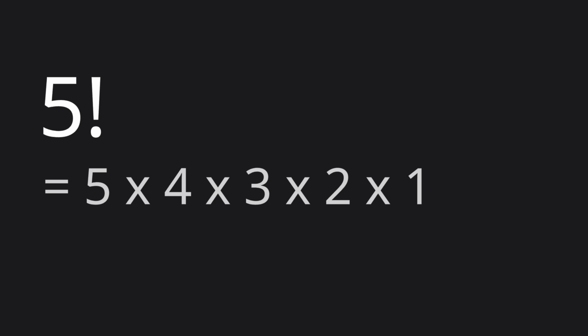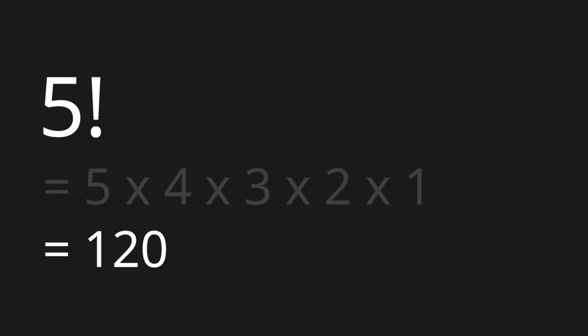So what does it mean when we have something like 5 followed by an exclamation mark? We read this as 5 factorial, and this is a short way of writing 5 times 4 times 3 times 2 times 1. So 5 factorial is 120.